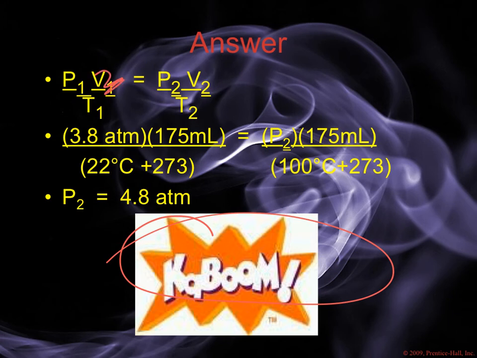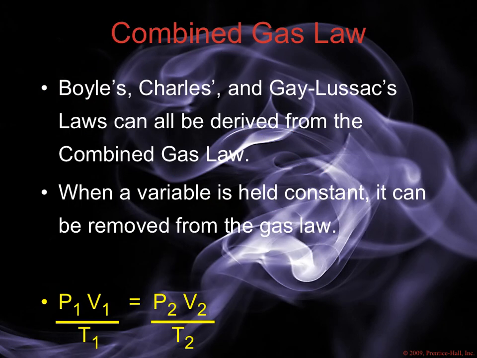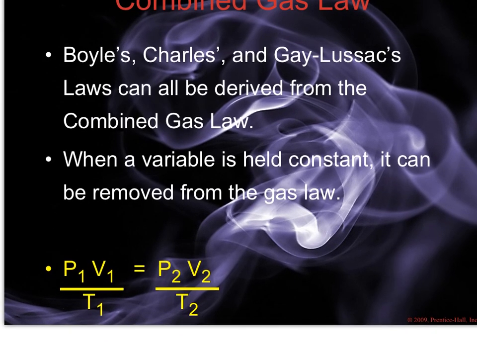Hold on, I didn't mean to have that volume there because the volume is constant in the rigid can. So what you get then is the pressure when you increase the temperature to 100 degrees Celsius, the pressure will go up to 4.8 atmospheres, which is more than that container can hold, and you will have an explosion on your hand.